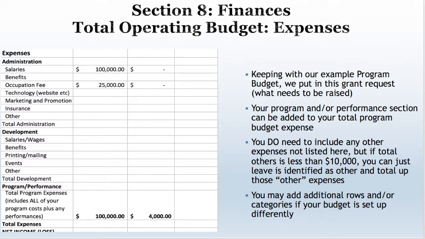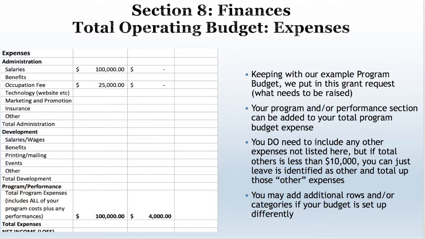Okay, this is the expenses portion of your total operating budget template. I set this up to reflect how most nonprofits set up their budgets, except I put the program expense at the bottom. So in your program expense, we have it as a total line item. This includes all of your program expenses.